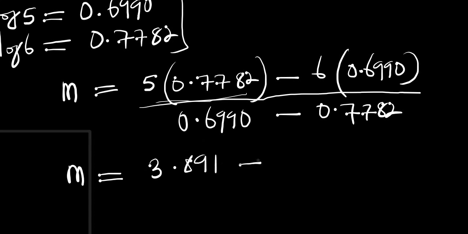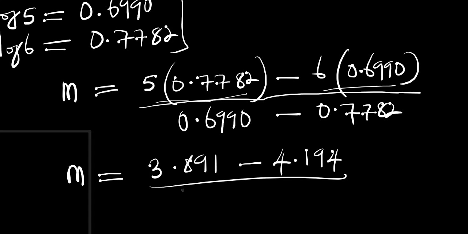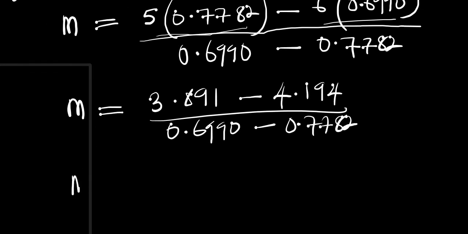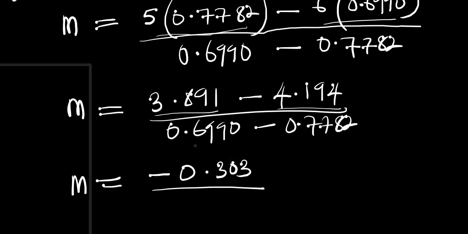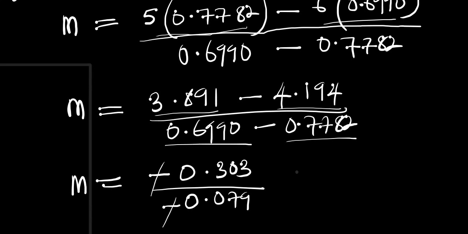We have 3.891 to 3 decimal places, minus 6 times 0.6990. We have 4.194 to 3 decimal places as well, and we have 0.6990 minus 0.7782. So we have m equals 3.891 minus 4.194. We are going to have negative 0.303 divided by 0.6990 minus 0.7782. We are going to have negative 0.079, and this negative will cancel this negative. You have this equals 3.835. Now this is the approximate value of m.